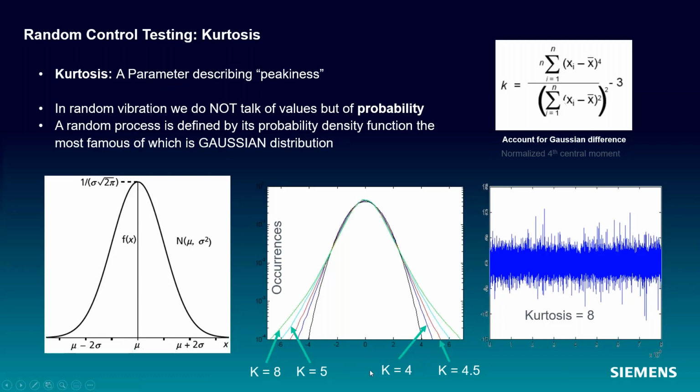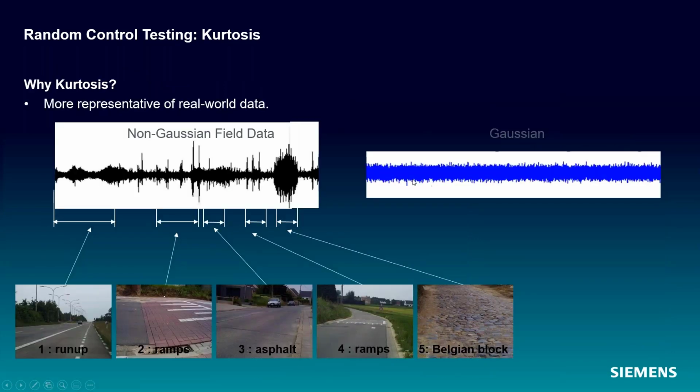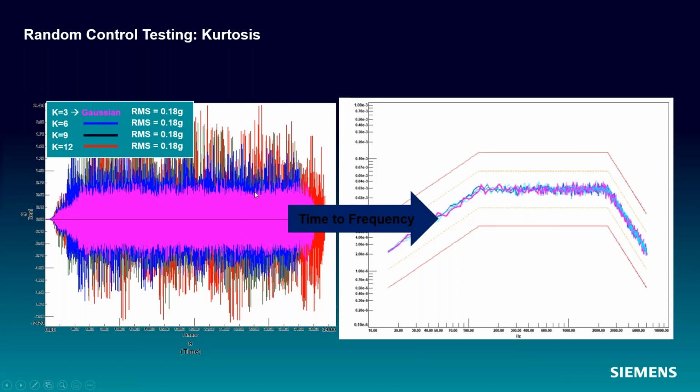So the way kurtosis works is really what it's doing is adjusting the shape of this bell curve, okay? So that what we end up with is a more peaky signal. Why do we do this? Well, most real-world data is non-Gaussian, right? So if we're running a Gaussian random test, these two don't really look like the same. But with kurtosis control, we can increase peakiness in the time domain.